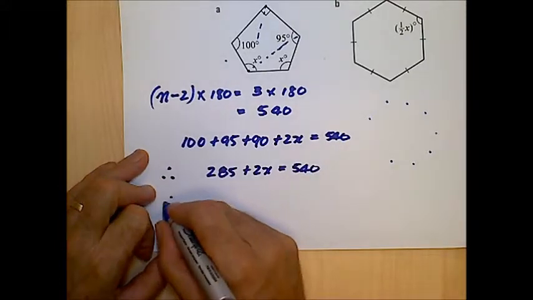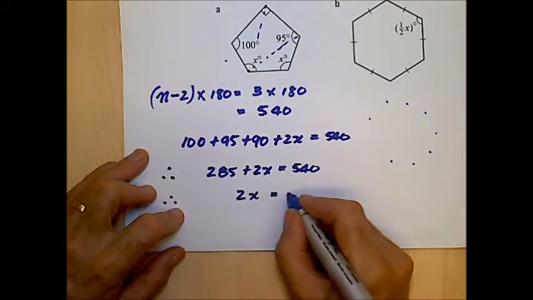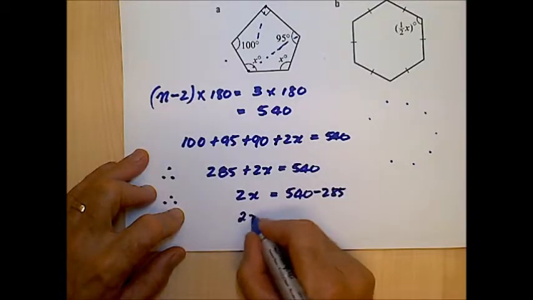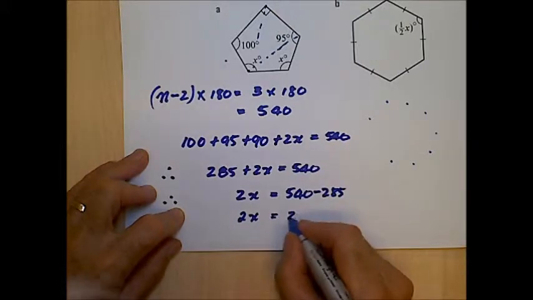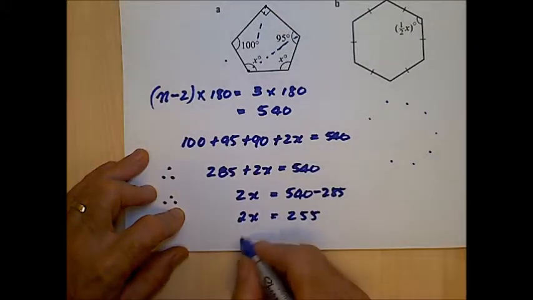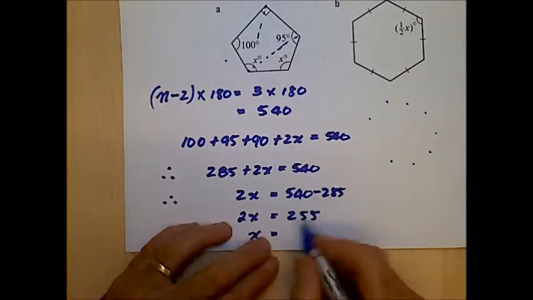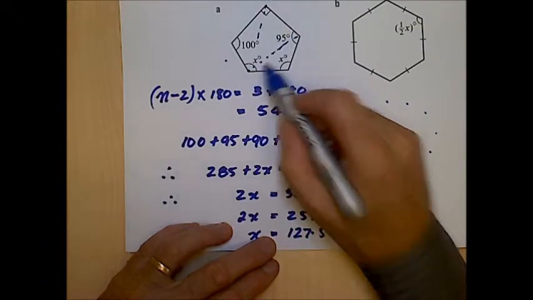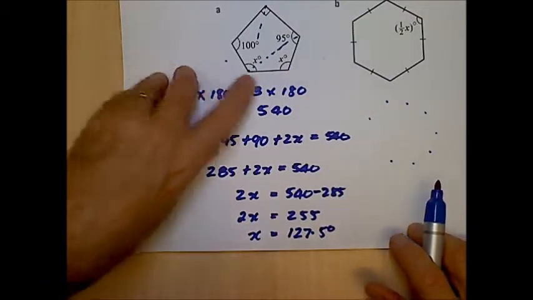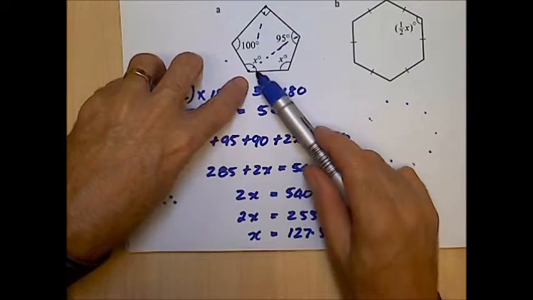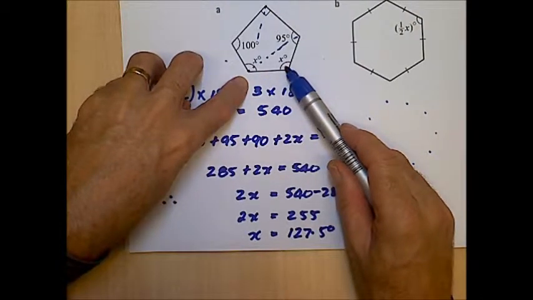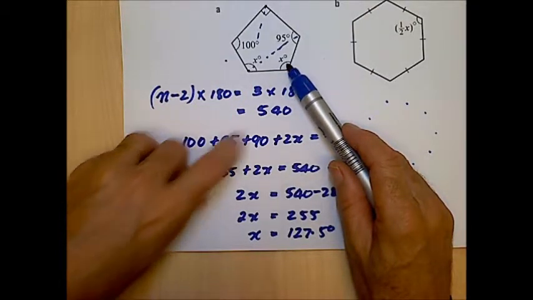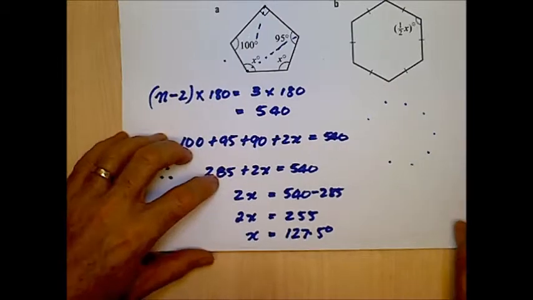So the 2x is simply going to be 540 subtract the 285. So the 2x will add together to give 255 degrees. Therefore we can say that x is going to be equal to 127.5 degrees. So that angle there is going to be 127.5. Now we could check our answer to make sure it's correct. Adding 127.5 and 127.5, that's going to be 255. Add to my original 285, I'm going to get 540, which is required.